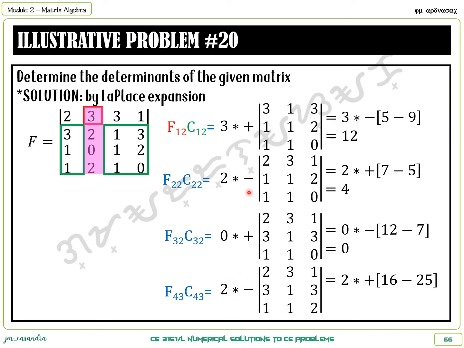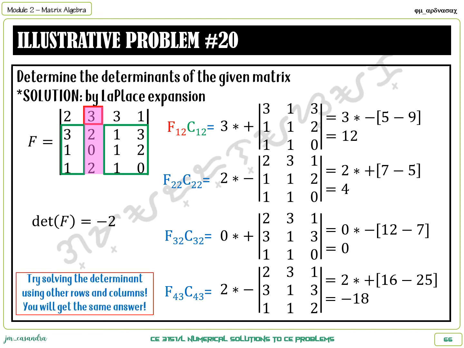Okay? So let's move. So for the determinant of F, just simply add the products of the element and its cofactor. So in here, we'll now get the value of the determinant of F as equal to negative 2. So again, it's practice problem. Try solving the determinant using the other rows and columns. You should also get the same value. Okay.